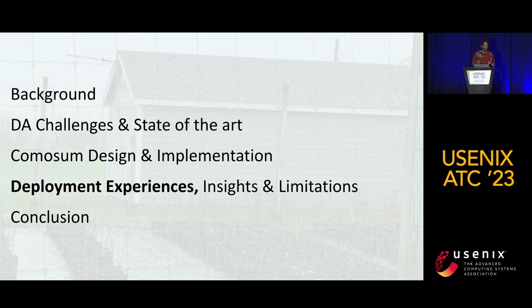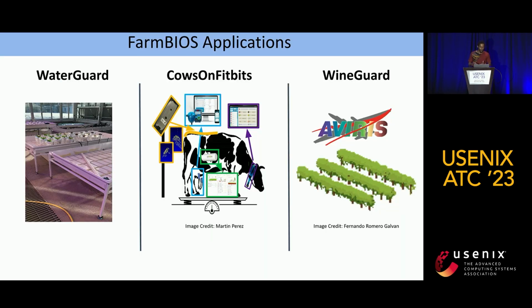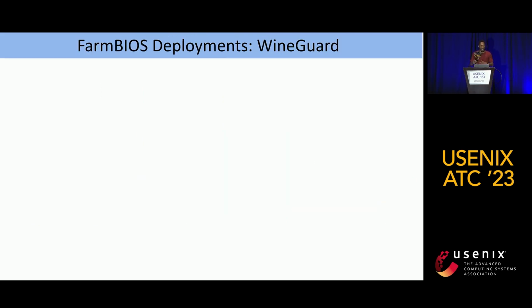So we'll now look at how we deployed and applied these ideas by looking at some applications and deployment experiences of the system. We applied FarmBIOS to 3 motivating data challenges that I showed earlier with the greenhouse, the dairy farm, and the vineyard. In this case, we named them WaterGuard, Cows on Fitbits, and WineGuard. And in case you have not caught on yet, we did have a lot of fun naming these systems. So now we look at how we deploy some of these systems. We call them FarmBIOS instances.